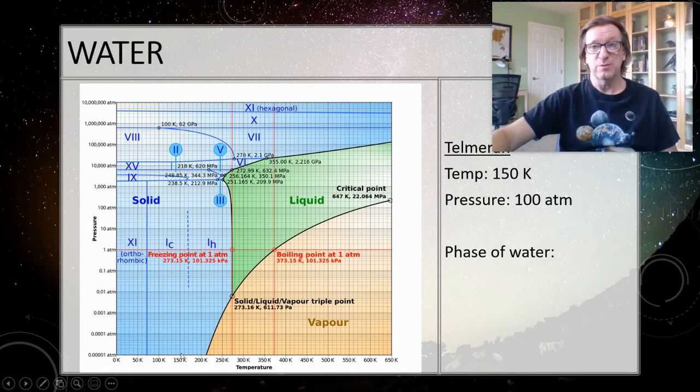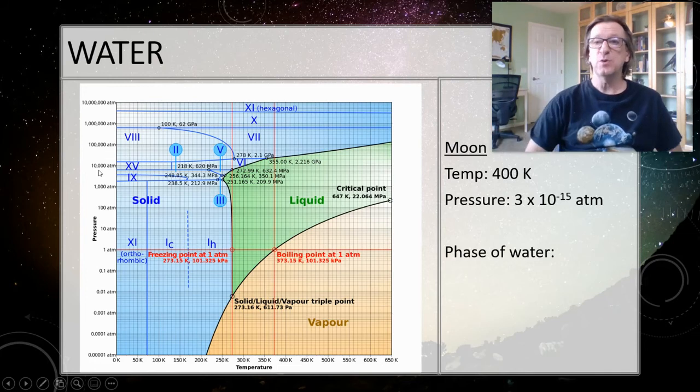You can probably already tell the answer, but let's work it out. So we're going to go up, and we're at 100 atmospheres right here. So what is the phase of water? Pause the video. You got it? Okay, yeah, it's going to be solid. So this is also not going to be a habitable planet. It's too cold. So even with the higher pressure, it's too cold.